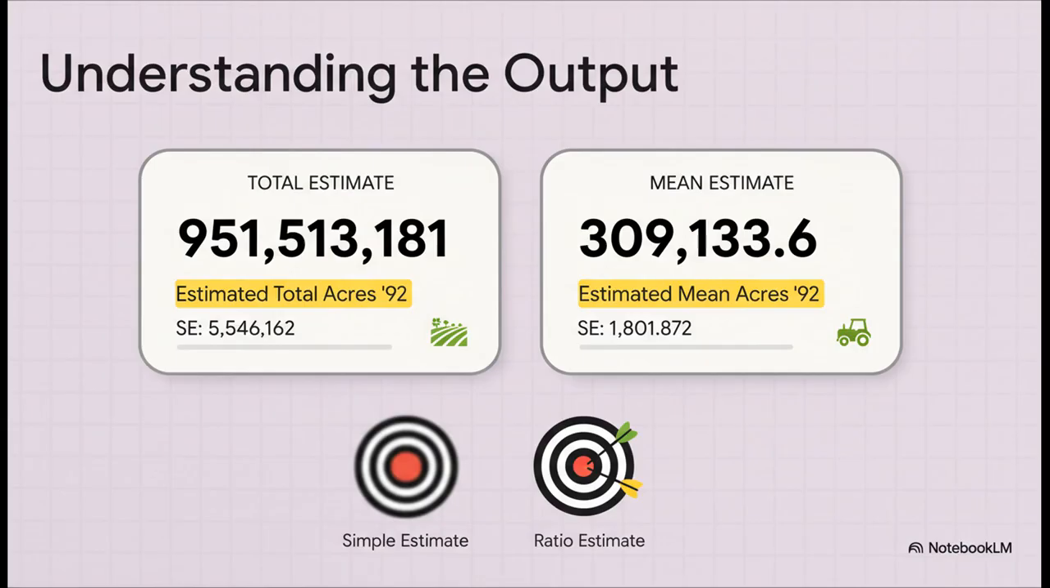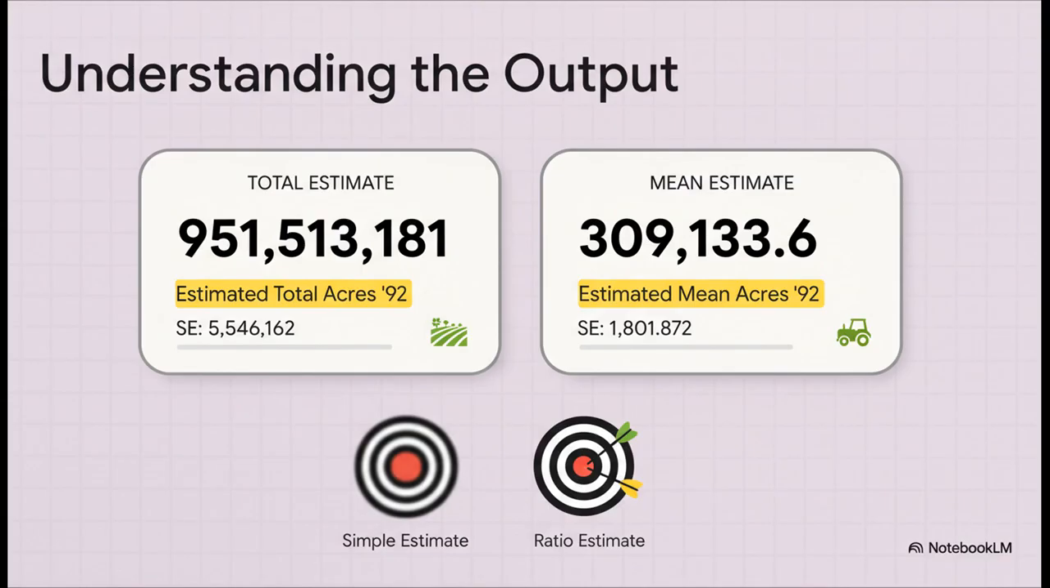And here's the payoff. Our model gives us an estimated total of about 951.5 million acres for 1992, with a standard error of only 5.5 million. Now get this, if we had just used a simple estimate from our sample without using the 1987 data, our standard error would have been almost twice as large. That's the power of auxiliary information right there.